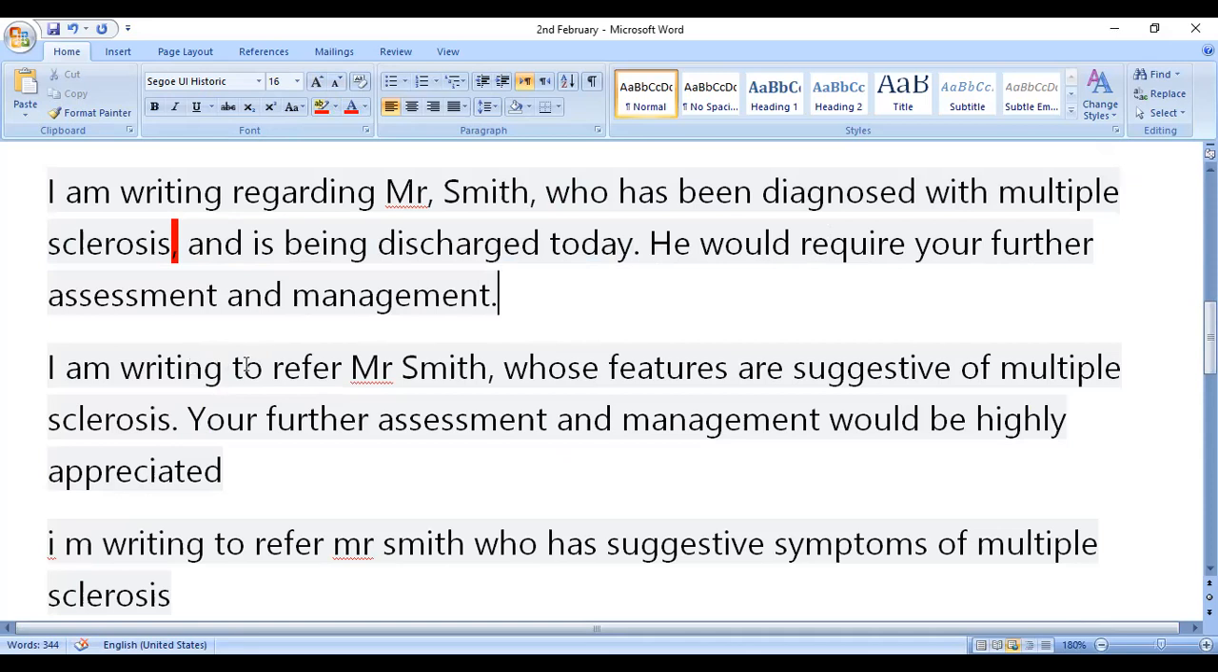Now, "I'm writing to refer Mr. Smith" is written by Dr. Santosh. Refer Mr. Smith, whose features are suggestive of multiple sclerosis. If the diagnosis is not confirmed in the case notes, then "suggestive of" is okay. If the diagnosis is confirmed, what should we use? Can anybody tell me? Whose features are...?